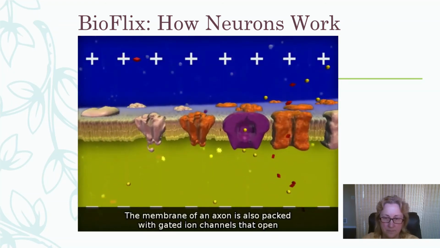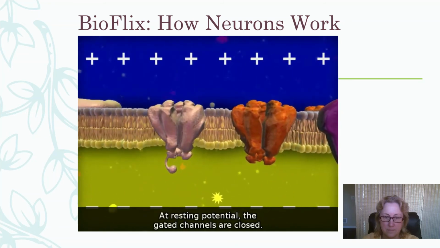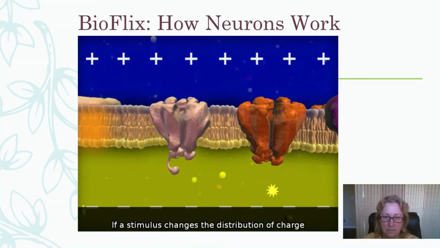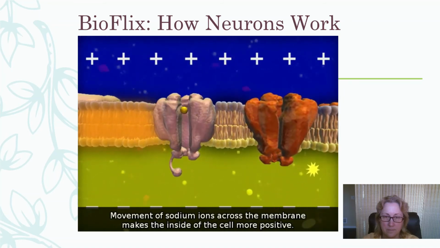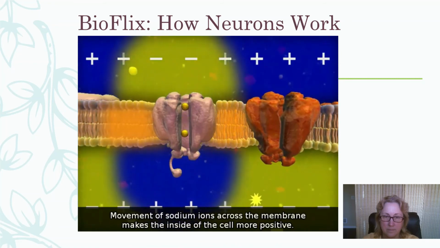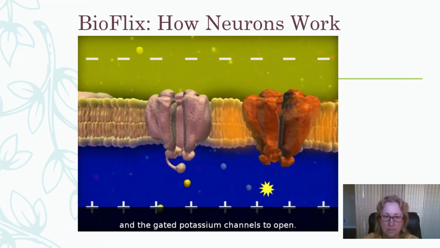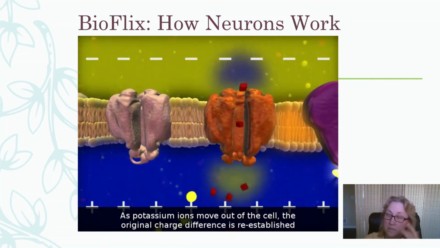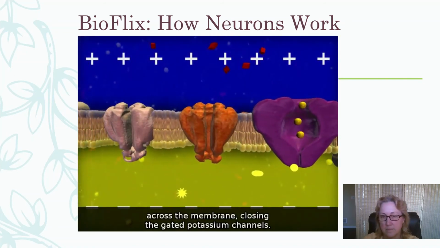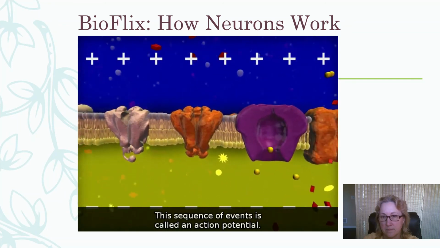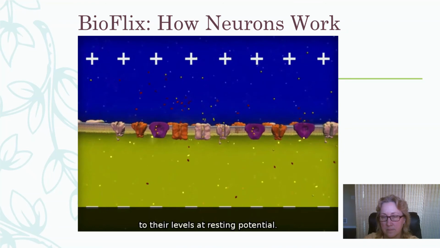The membrane of an axon is also packed with gated ion channels that open and close during an action potential. At resting potential, the gated channels are closed. If a stimulus changes the distribution of charge across the membrane sufficiently, the gated sodium channels open. Movement of sodium ions across the membrane makes the inside of the cell more positive. This reversal of the charge distribution causes the gated sodium channels to close and the gated potassium channels to open. As potassium ions move out of the cell, the original charge difference is re-established across the membrane, closing the gated potassium channels. This sequence of events is called an action potential. The sodium-potassium pump restores the distribution of ions back to their previous levels at resting potential.